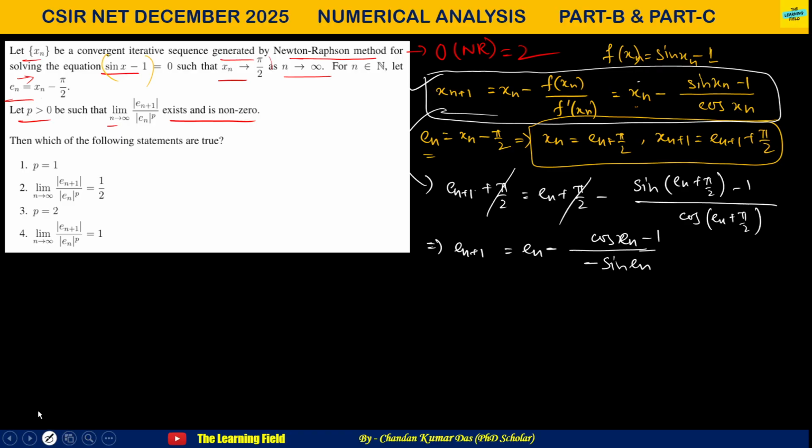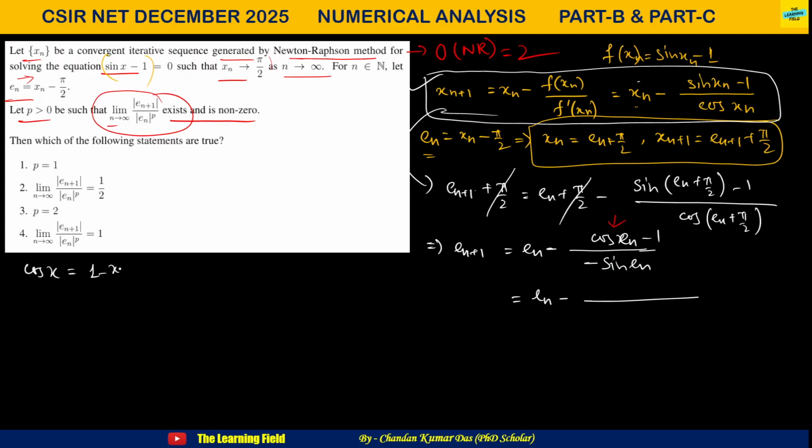Now here we got cos and sin functions, but what is given in the question is completely in e_n. So we can break this using the Taylor series expansion. How can we break this? Write the Taylor series expansion of sin and cos. So e_n minus, what is the Taylor series expansion of cos x?